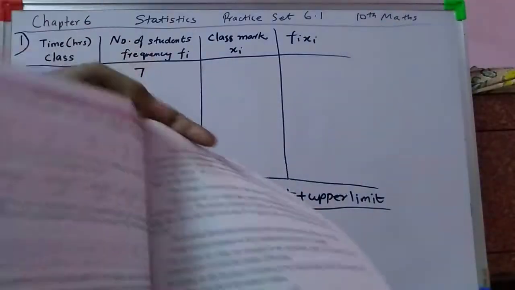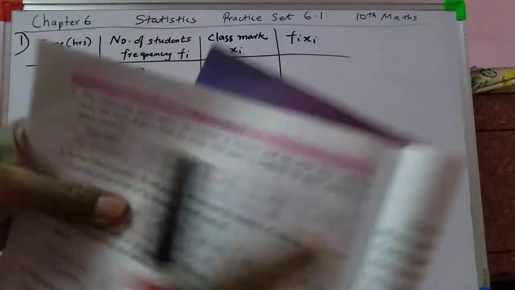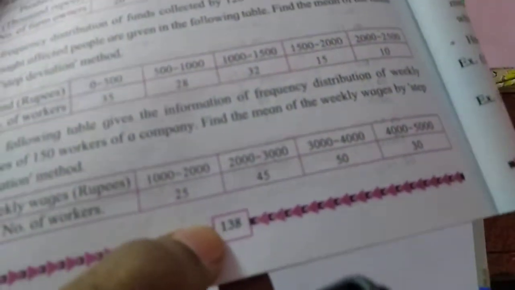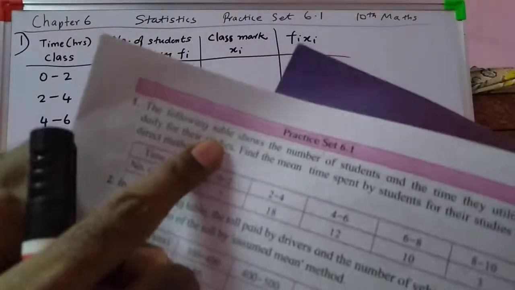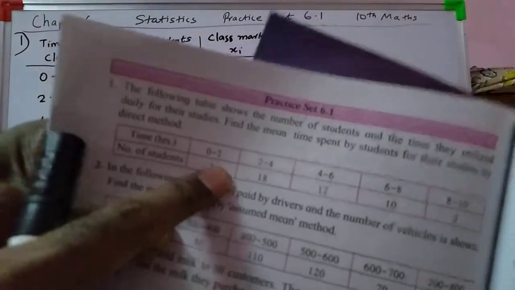Okay, students, today we'll learn Mathematics Part 1, Standard 10, Practice Set 6.1, page number 138. Okay. Such as this problem, direct method.